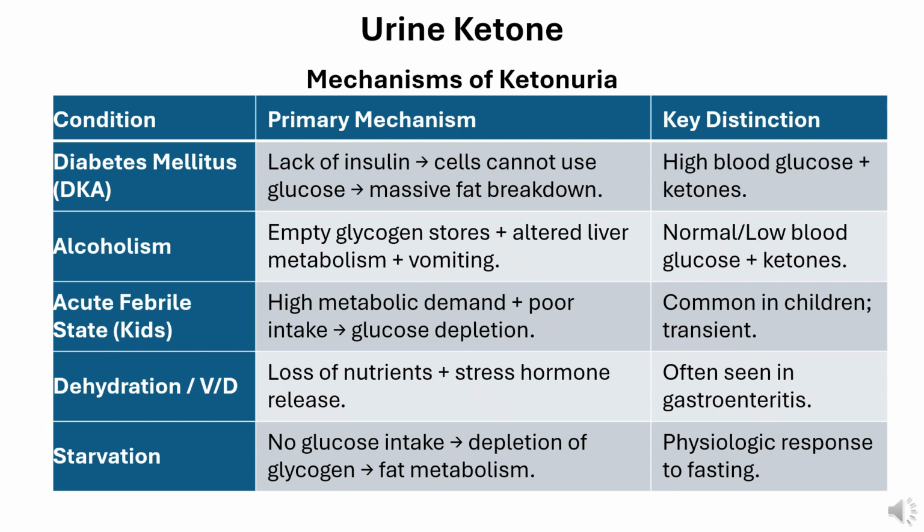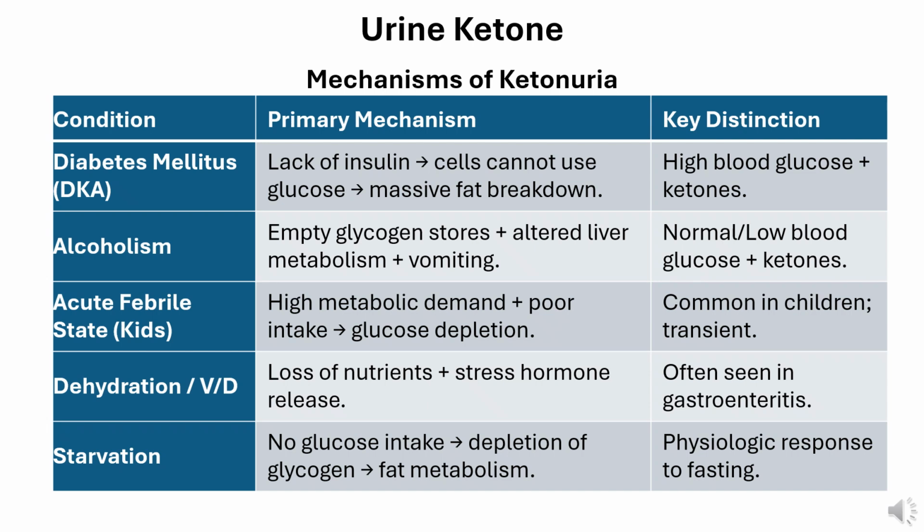2. Alcoholism, alcoholic ketoacidosis, is a common syndrome in chronic alcoholics after a binge, especially if vomiting occurs. Alcoholics often have poor nutrition and empty liver glycogen stores. Alcohol metabolism alters the NAD/NADH ratio in the liver, shifting metabolism toward ketone production. Vomiting and dehydration worsen the state, causing the body to release stress hormones that promote fat breakdown.